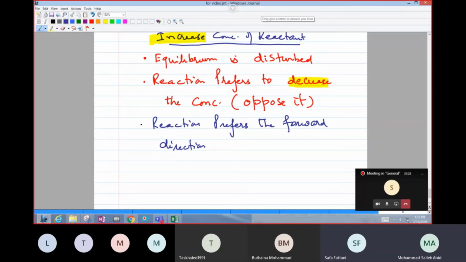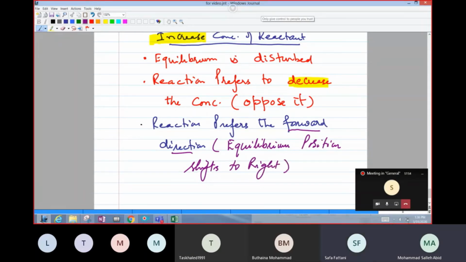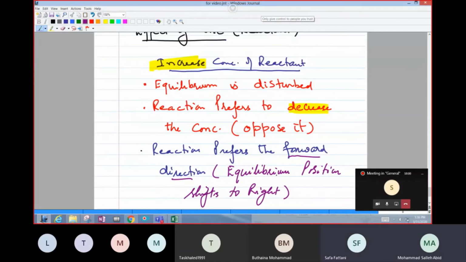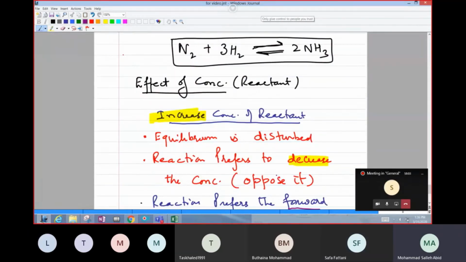In your exams, they don't want this forward direction. At A levels, even at IGCSE, they want it in terms of left or right. So you should better use the words equilibrium position shifts to right. That means the right direction is dominating. When it was at equilibrium, both were 50-50%. You can understand it this way.